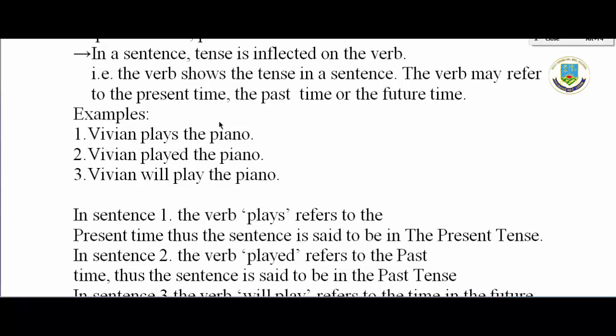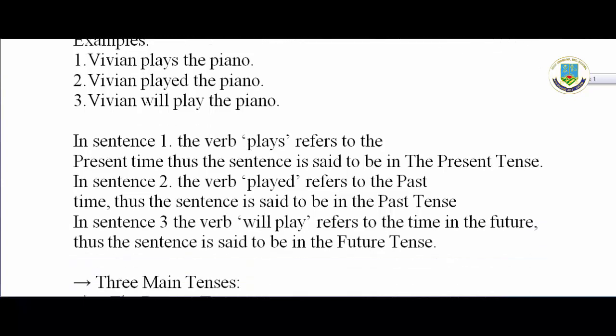Vivian plays the piano. In the second example, Vivian played the piano. Notice the changes that are happening here regarding the verb play. Vivian will play the piano. Now, in sentence 1, Vivian plays the piano. The verb plays refers to the present time, the action that is happening at the moment in the present time. Thus, the sentence is said to be in the present tense.